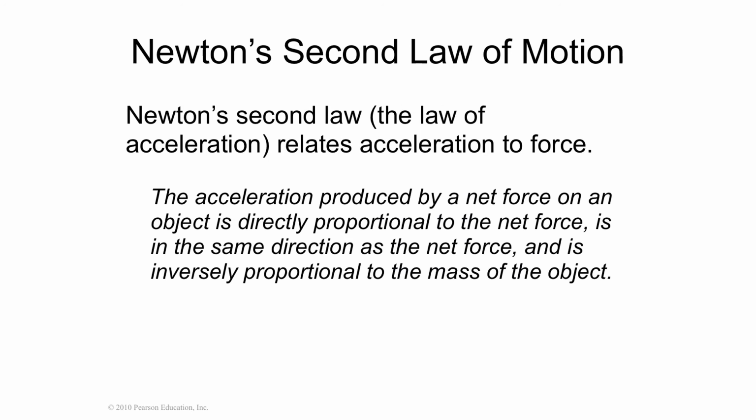So in more formal language, this is what Newton wrote down. The acceleration produced by a net force on an object is directly proportional to the net force, is in the same direction as the net force, and is inversely proportional to the mass of the object. I'll show you in a second that I think of it in a much simpler way.